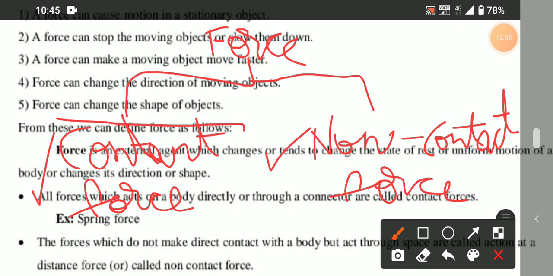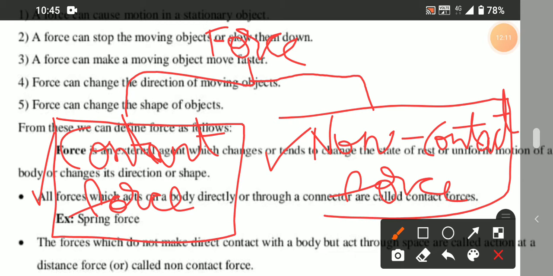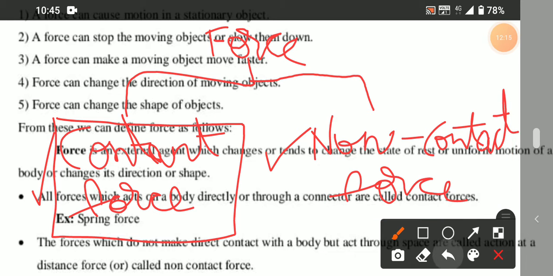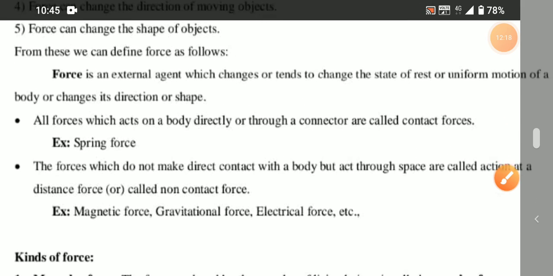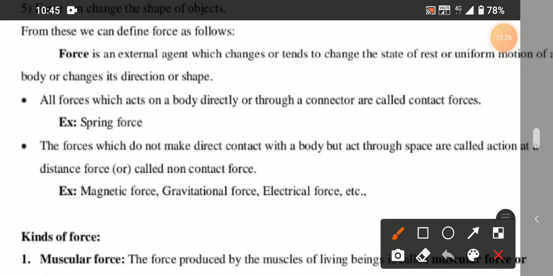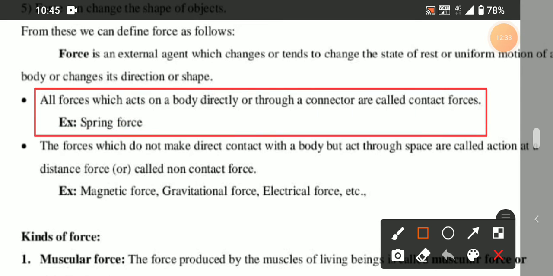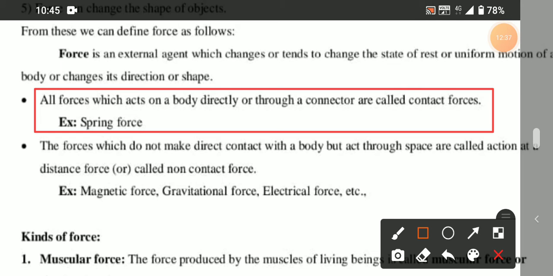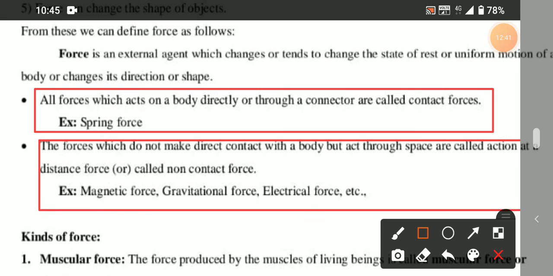So let us know about these two forces. First we will know the definitions of these two forces. This is the definition of contact force and this is the definition of non-contact force. So let us know about the contact force definition.